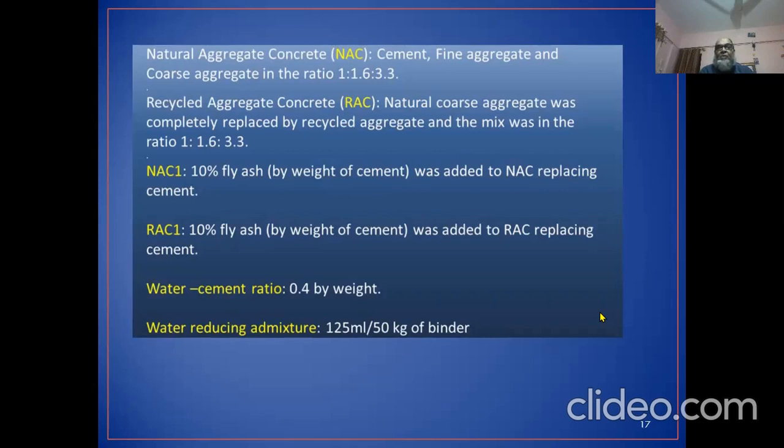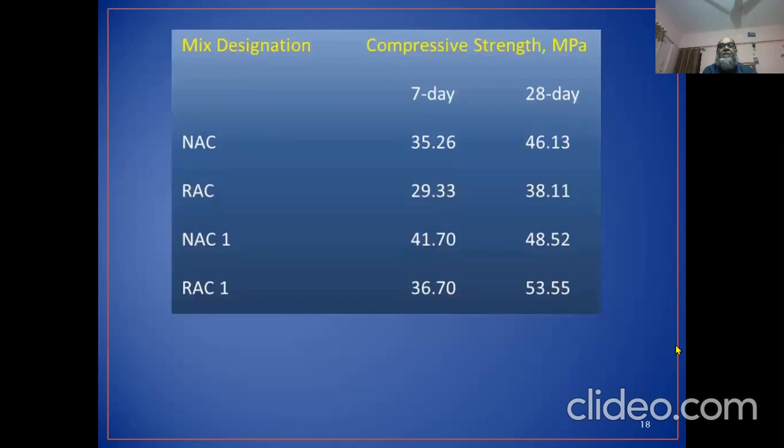Though with my experience, I feel that 0.48 by weight was a little lesser for RCA, but since this is research, obviously I don't want to find out the errors in this. I just want to give you an example of how those RCA are being replaced. Now, if you compare the 7 days and 28 days strength in megapascals, NAC is 35 point.